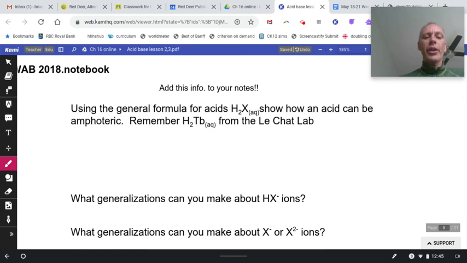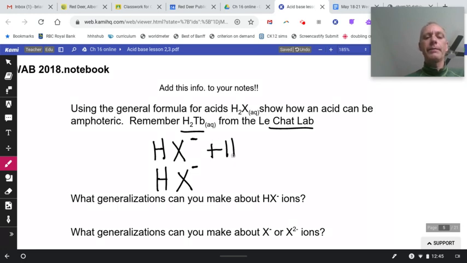Okay, using the general formula for acids, show how an acid can be amphoteric. Remember H2TB from the Le Chatelier lab. So how can an acid be amphoteric? In order for an acid to be amphoteric, it has to be able to donate a proton, so it has to have an H. And it has to have a minus charge in order to accept. So this is kind of the generic pattern for an amphoteric compound.